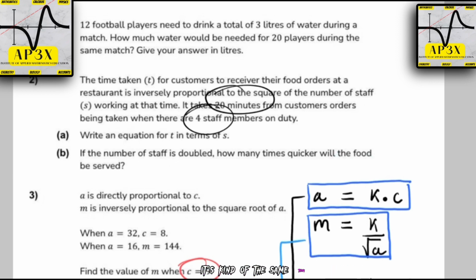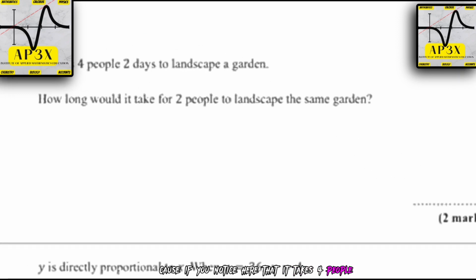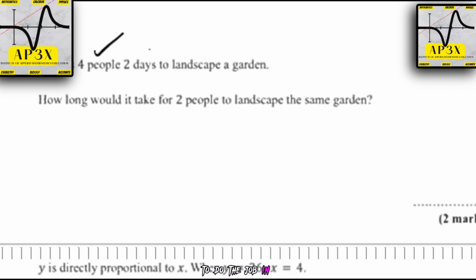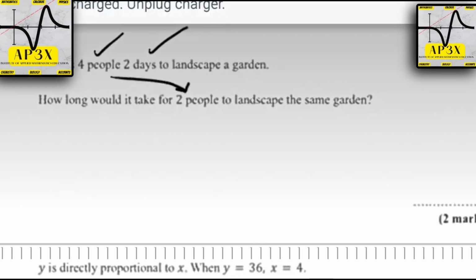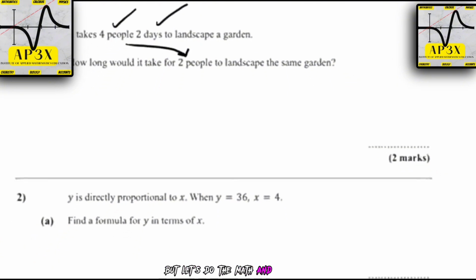It's kind of the same thing, because if you notice here, it takes 4 people to do the job in 2 days. It says how long will it take for 2 people, so we have decreased the amount of persons by a half. So without any calculation, we are expecting that the answer should be 4 days. But let's do the math and see what happens.